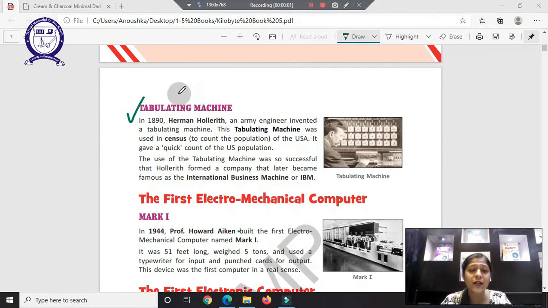Now we'll see about a tabulating machine. Herman Hollerith in 1890 invented a machine which was used in the census of the USA, and it gave a quick count of the US population. Why was this machine used? Because it extremely speeded up the procedure of census, which is usually very lengthy. This machine was so successful that Hollerith formed a company that later became famous as International Business Machines, or IBM.